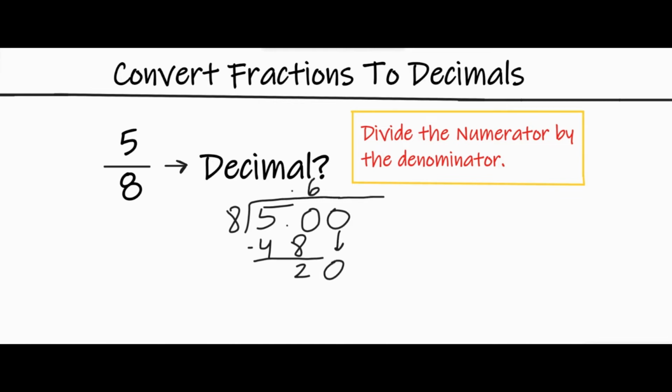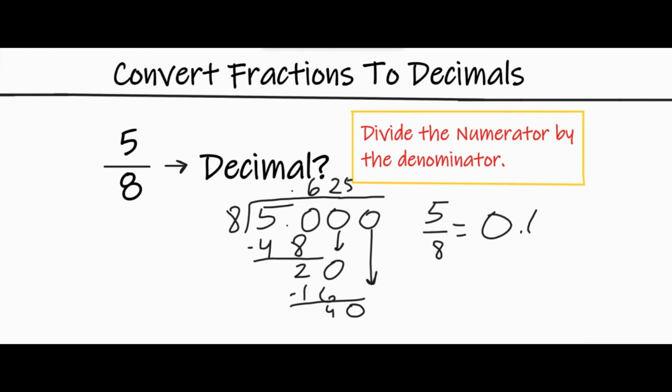20 divided by 8 would be 2, and 2 times 8 is 16. That gives us 4. So we add another 0, bring that straight down. So we have 40 divided by 8, which is 5. And we know that 5 times 8 is 40, which would give us 40 minus 40, which is 0, which means we are done. So we have 5/8 is equal to 0.625.